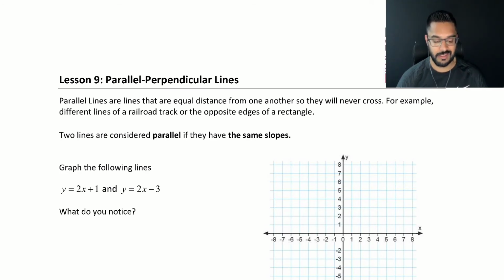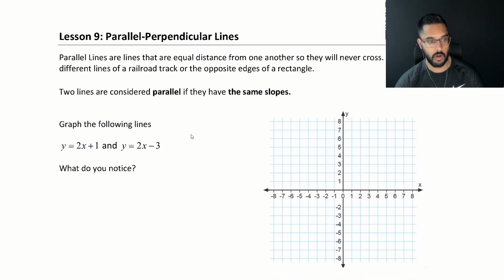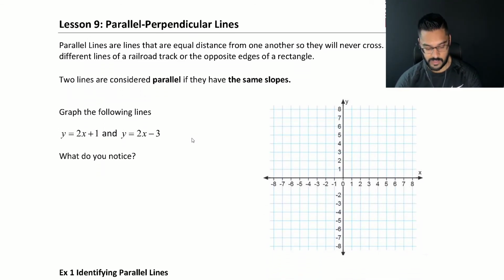So parallel lines are those ones that are equal distance from one another, and they don't ever cross. So for example, different lines of a railroad track or the opposite edges of a rectangle, those would be considered parallel lines. Now, they are considered parallel for our purpose if they have the same slopes. Okay, that's going to be very important. That means their rise and their run is the same. So they will always increase in their y direction and change in their x direction by the same amount. I guess their y's could also decrease, but they just have to be the same.